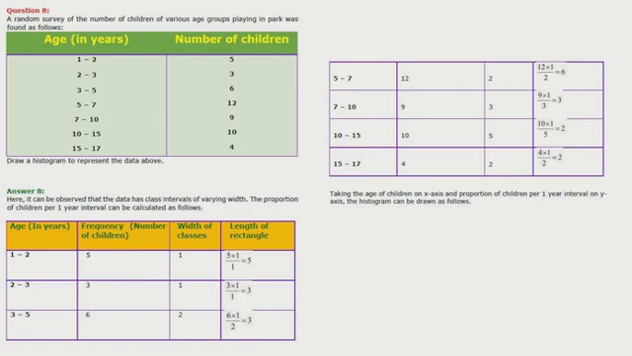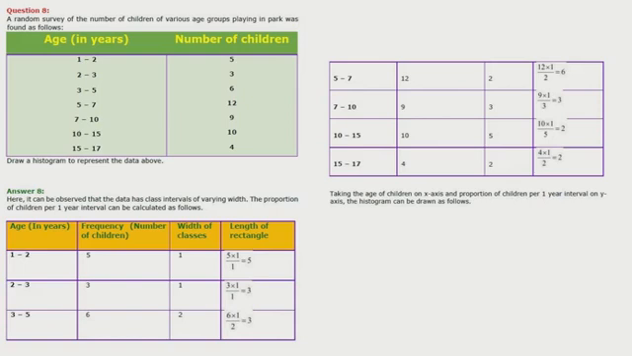For 1 to 2, the frequency of children is 5, and the class width is 1. So frequency 5 multiplied by 1 by 1 equals 5. Then 2 to 3, the frequency is 3 and the width of the class is 1. So 3 into 1 by 1 equals 3.